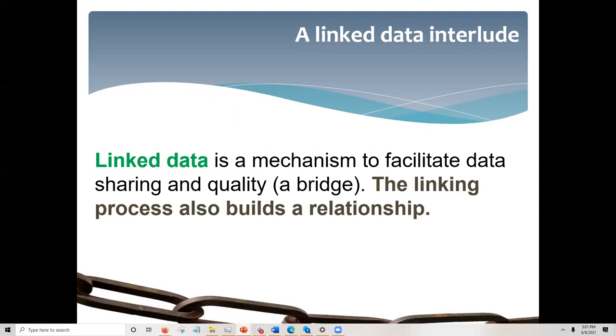So linked data is a mechanism to facilitate data sharing and quality. You can think about it as a bridge. It is literally linking data together. It is exactly what it says it is. That's one of the few terms that is exactly what it says it is, linking data together. The process of linking itself also builds a relationship. So it both is the bridge between two pieces of data, and it itself is a linking or data point.